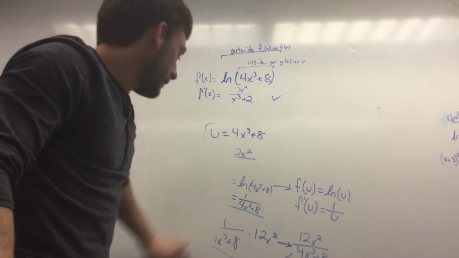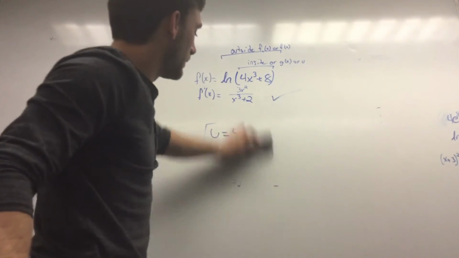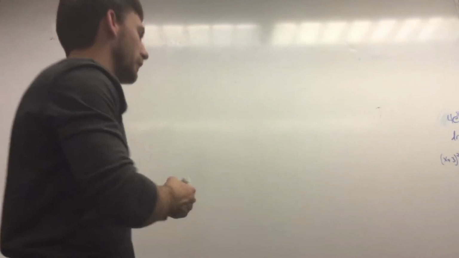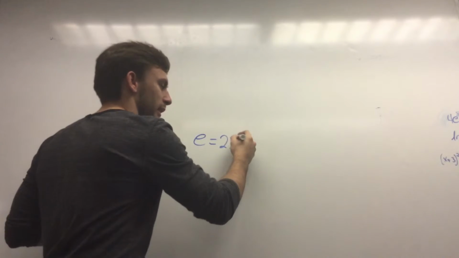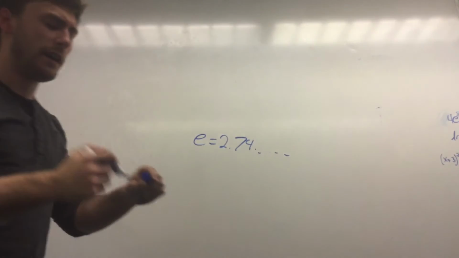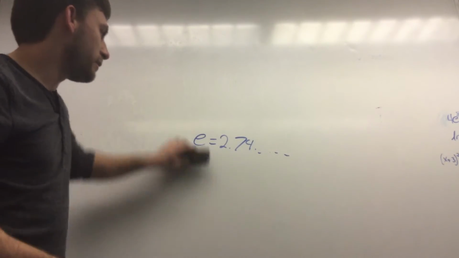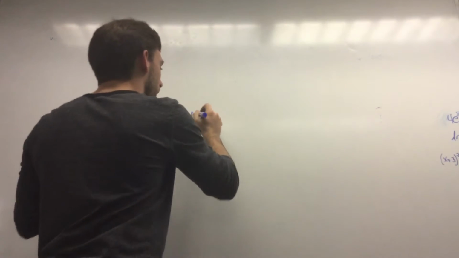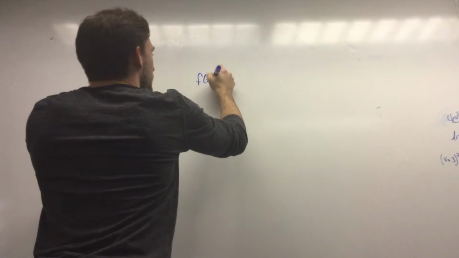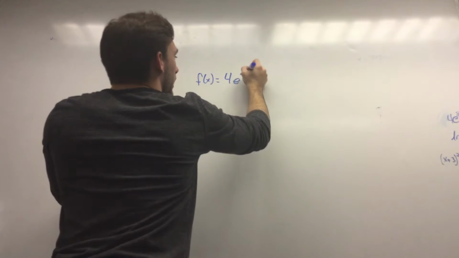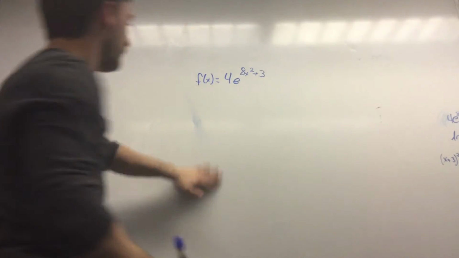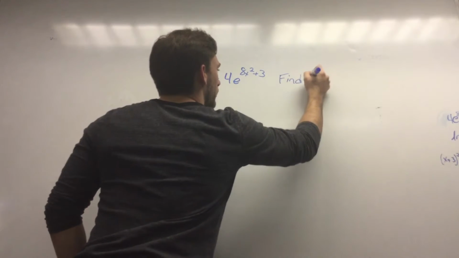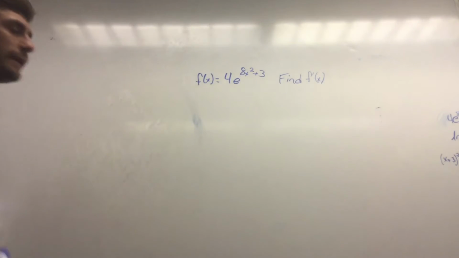The last type of problem I'd like to share with you real quick is an e problem. E's to some people are scary, but e is really, if you put it in your calculator, e is equal to like 2.7 or something. I don't know exactly what it is, but that's what e is equal to. So I'm going to write my function a little higher. So f of x is equal to 4e to the 8x squared plus 3. That's my function. I want to take the derivative. I want to find f prime of x. Pretty straightforward.